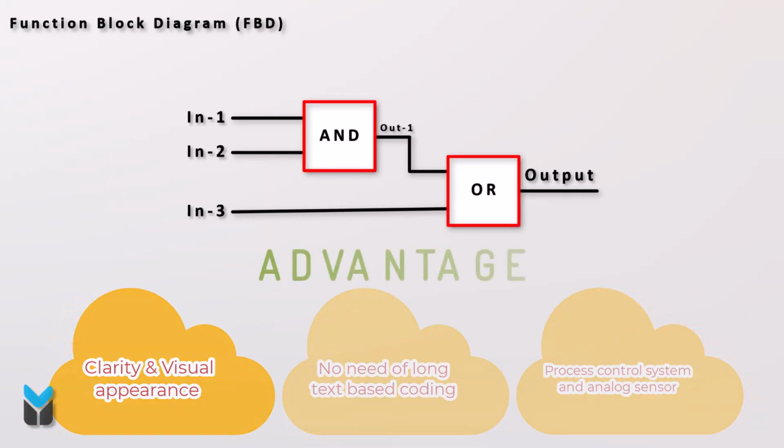The main advantage of FBD is its clarity. The entire control logic can be seen at a glance, and signal flow can be traced visually from input to output without interpreting long textual code. This makes FBD especially powerful for process control systems and applications involving analog signals.